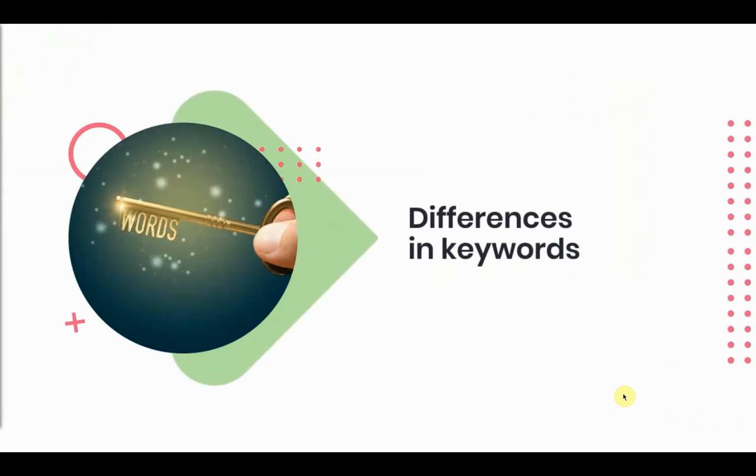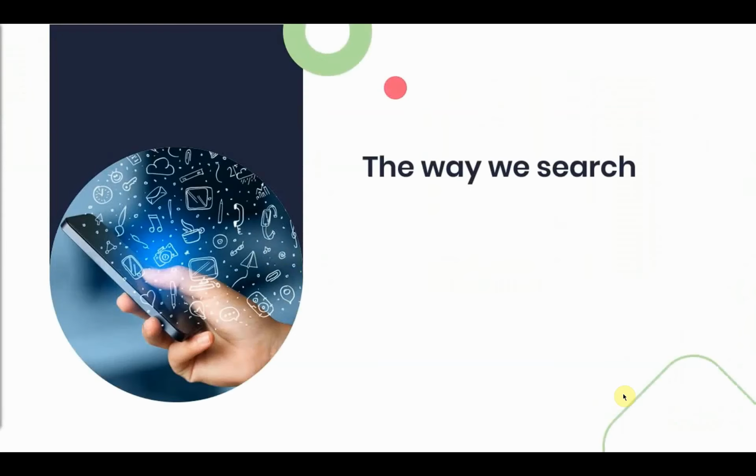The way that we search, of course, differs depending on where we are and what we're using. If you think about how you type on your mobile versus your PC, do you type the same way? Do you shorten words? Do you leave them out? If you think about those things, I'm sure you will actually notice that they are quite different.